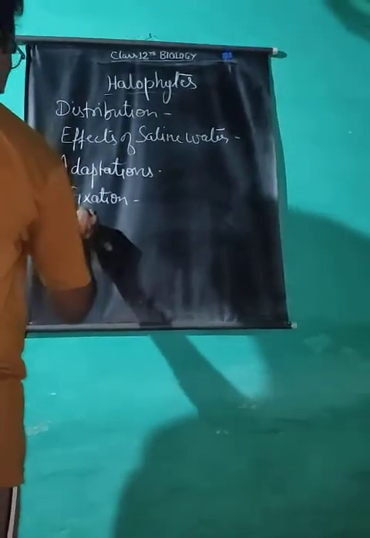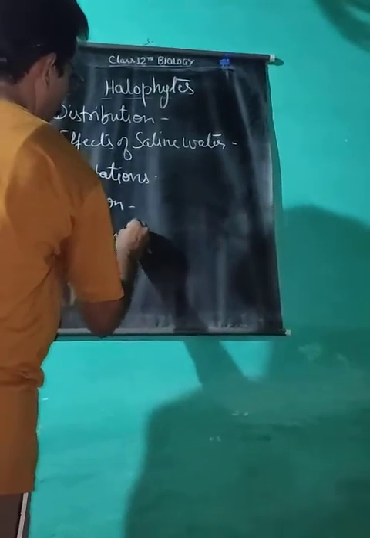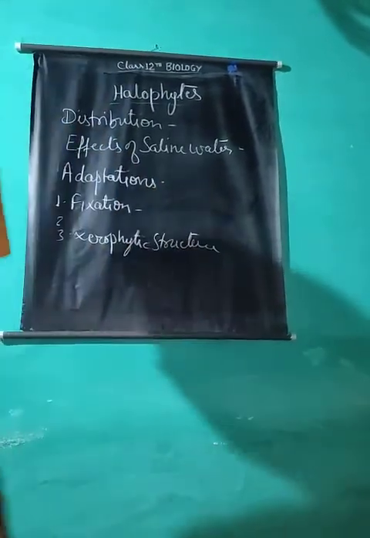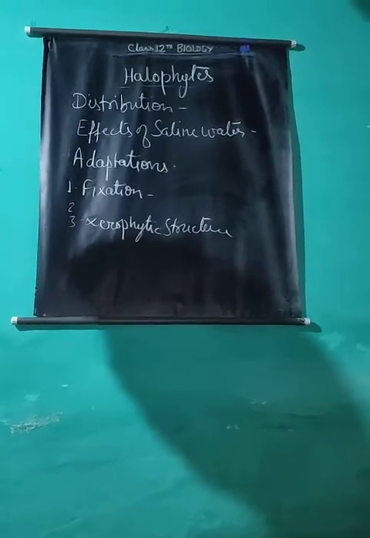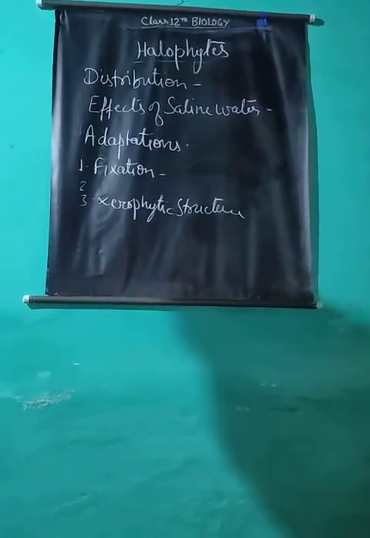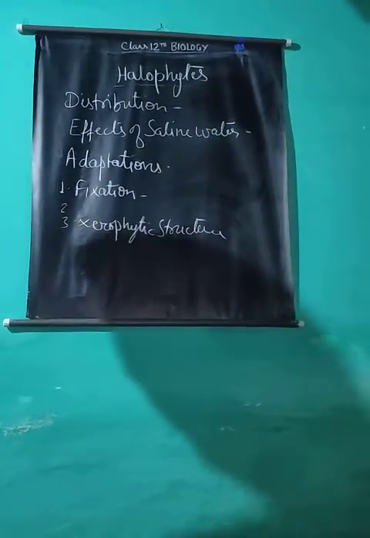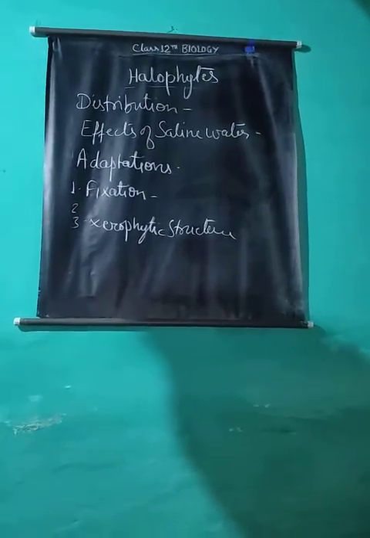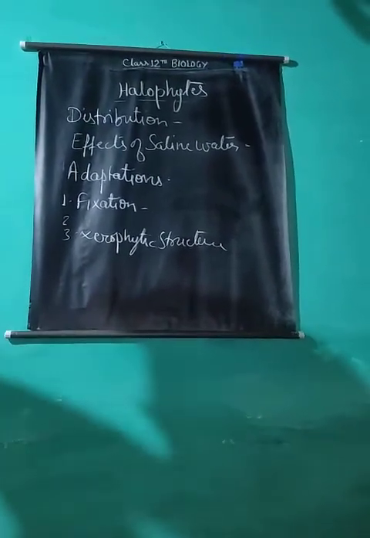Xerophytic structures. Stem in some halophytes are succulent due to storage of water and mucilage in them. In these plants, salt tolerance is directly proportional to degree of succulence. Leaves are coriaceous and glossy and are densely covered with branched or unbranched hairs.